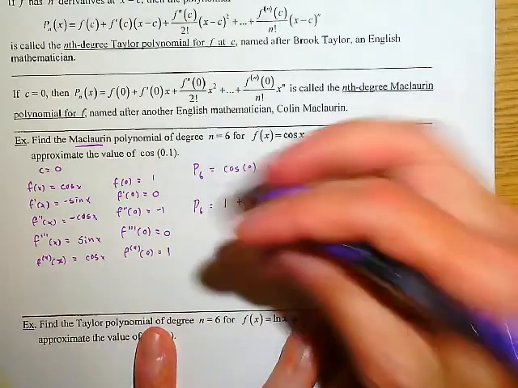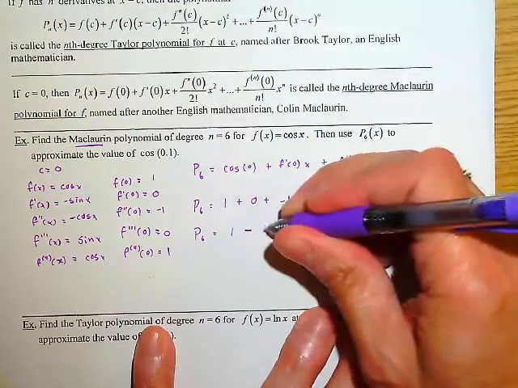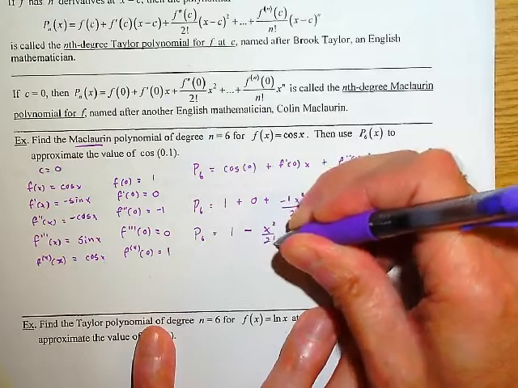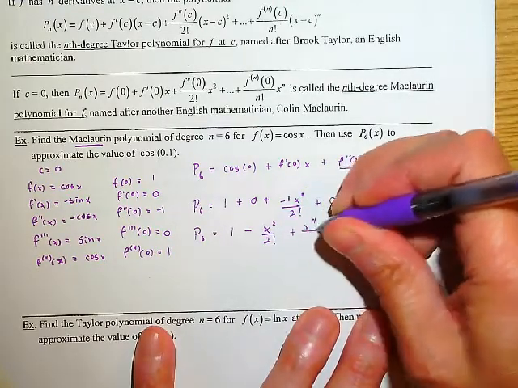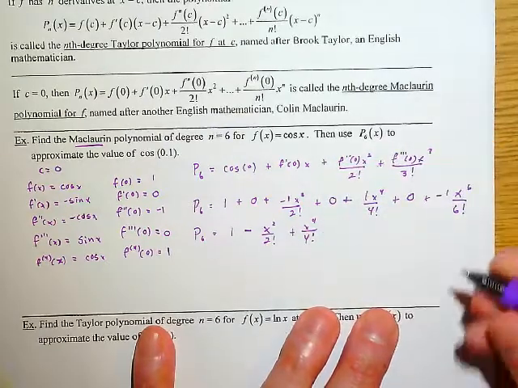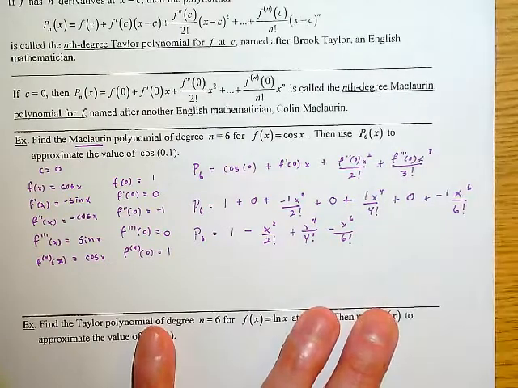Okay, so clean things up, and we'd get P sub 6 as 1 minus x squared over 2 factorial plus x to the 4th over 4 factorial minus x to the 6th over 6 factorial.